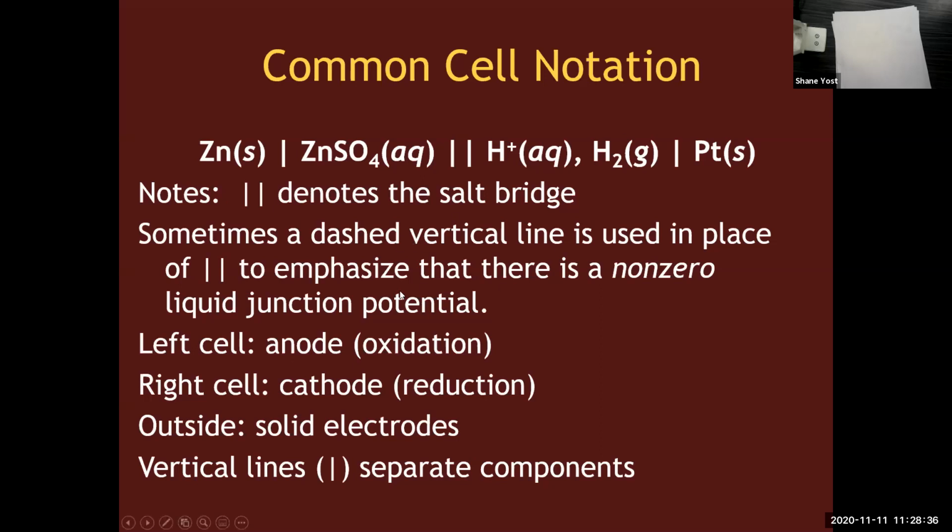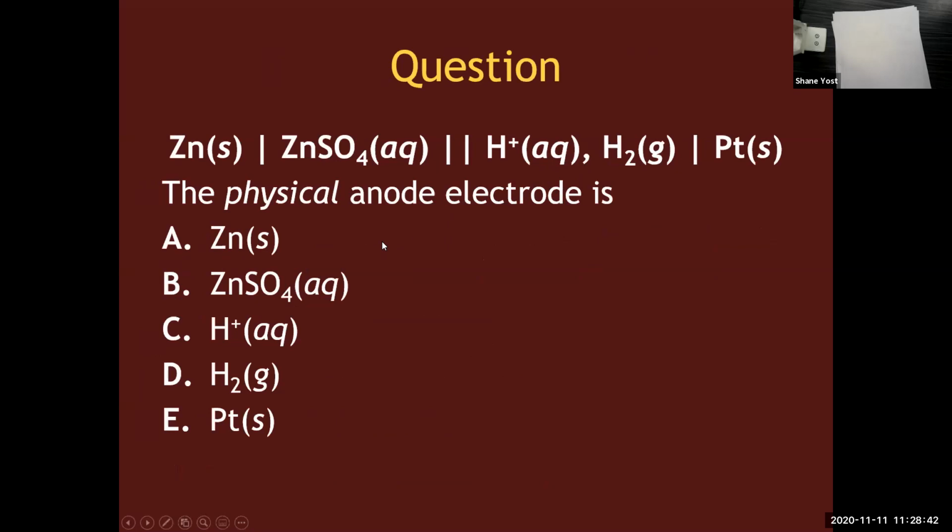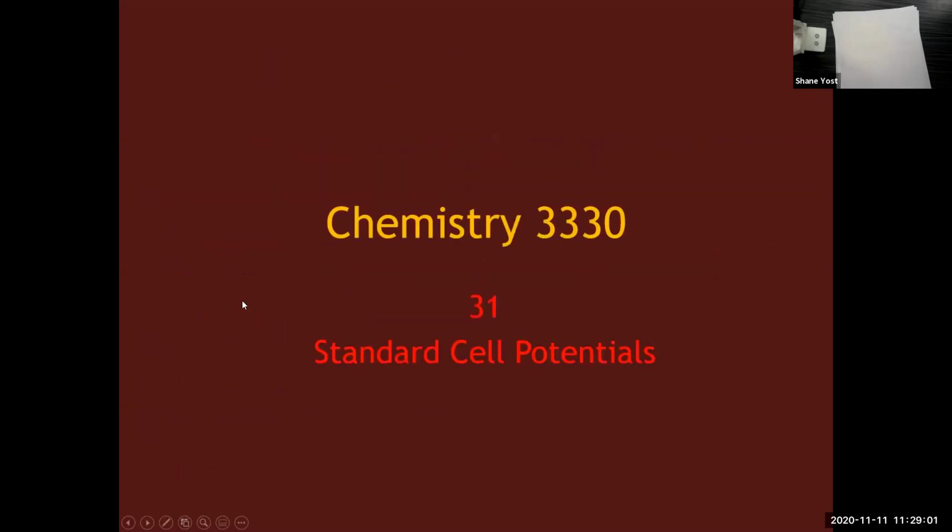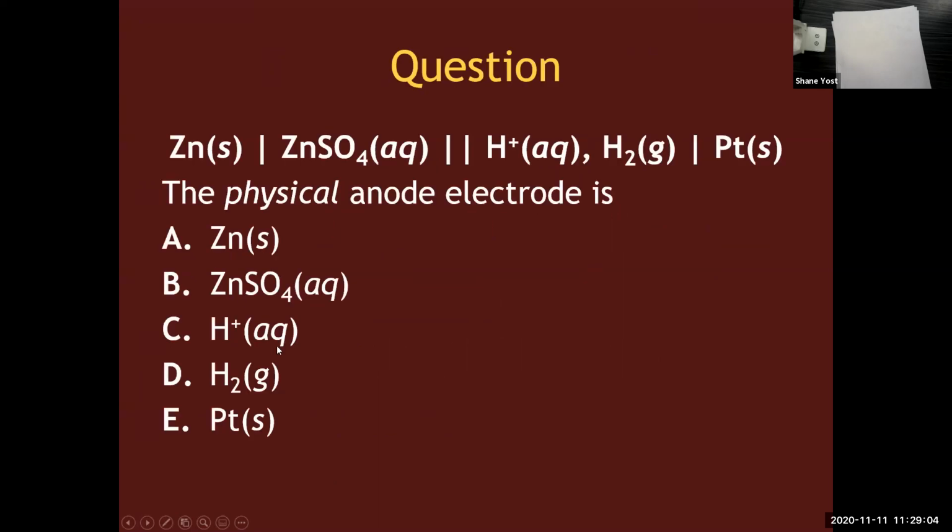Again, like our discussions on chemical equilibrium, hopefully a lot of this is review. Based off this cell notation, the physical anode electrode is what? Yes, the anode, which is the oxidation reaction on the left, so it's solid zinc. All right, any questions about some of these general concepts of electrochemistry, electrochemical cells, anodes, cathodes, oxidation numbers?